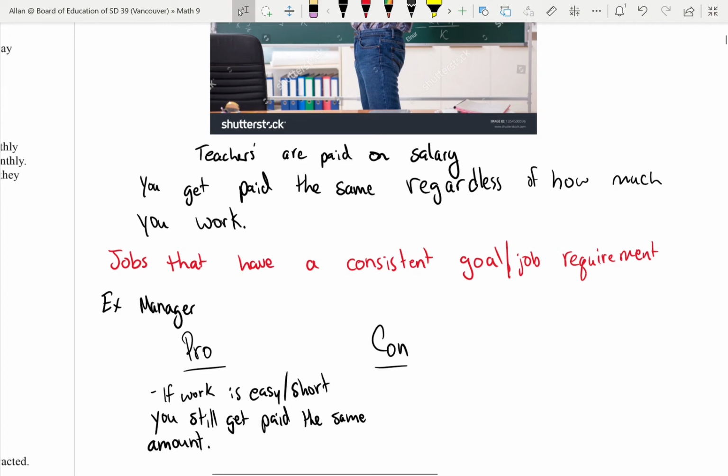So for example, teachers get paid over spring break. I don't necessarily do much. The classrooms aren't open, there aren't students in the class, but I still get paid.